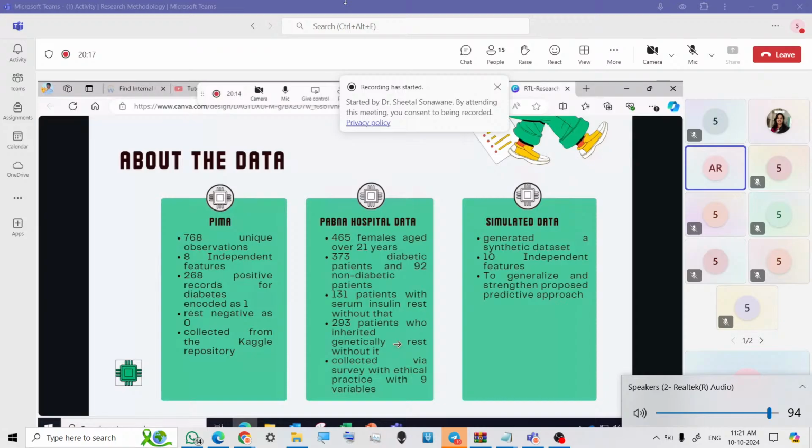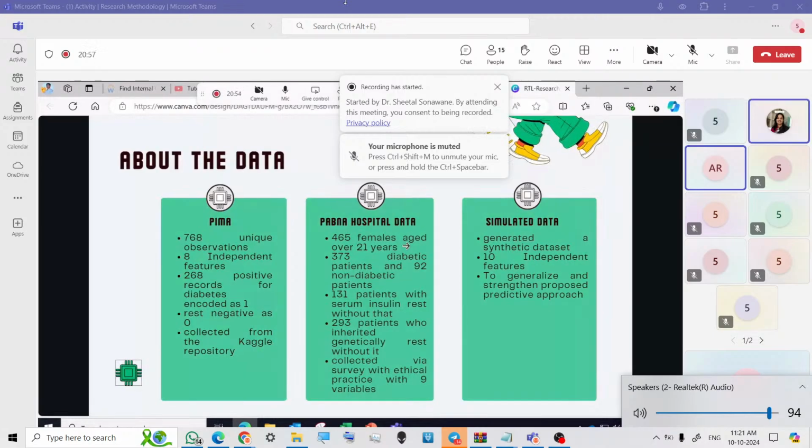We are having the third data, which is nothing but Pabna hospital data. What they have done is they have taken that data by doing a survey. Whatever people were coming into the hospital to check for diabetes, they took their permission on whether they could include those records in the study or not, and post that they used those records or features for the study and to train the model as well. So this is the real-time data which we are seeing over here in Pabna hospital.